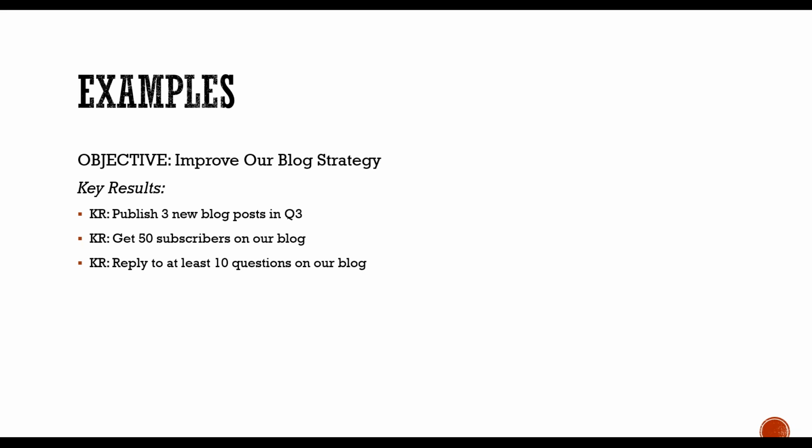The next example is improve our blog strategy. This gives the objective at a high level, but in detail the key results tell us exactly what to do to achieve this objective. For example, publish 3 new blog posts in quarter 3. To improve our blog strategy, you should regularly post blogs, so it sets a goal of at least 3 new blogs in Q3. At the same time, get 50 subscribers on our blog, so your blog should be able to get at least 50 subscribers, and reply to at least 10 questions on our blog.